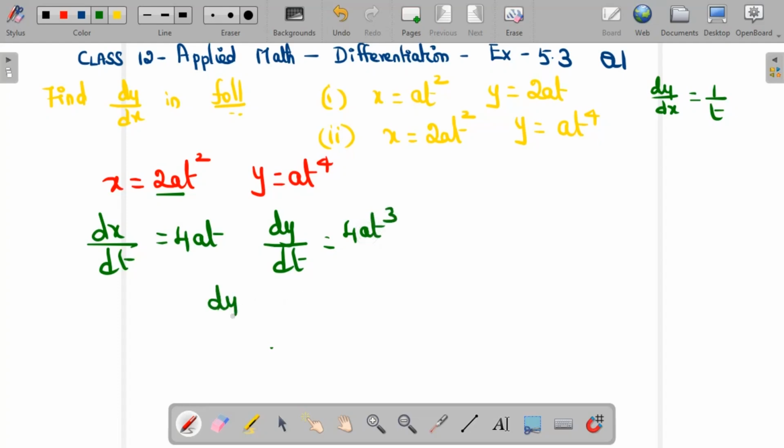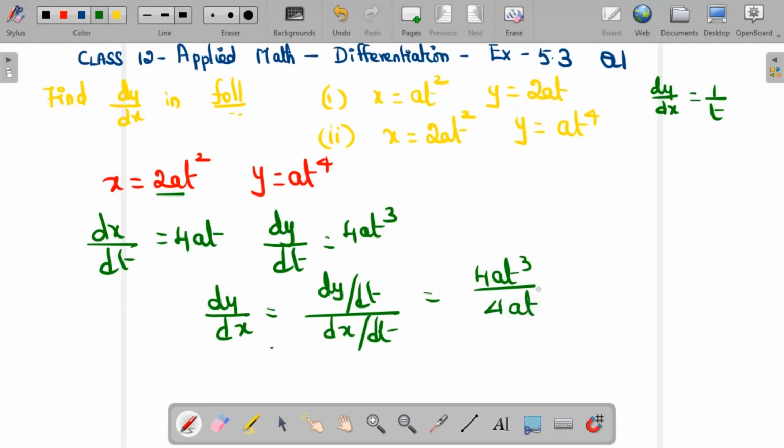So let's compute dy by dx. dy by dx is equal to dy by dt, the whole thing by dx by dt. So this is equal to 4at cube divided by 4at. 4a and 4a will get cancelled. One of the t will get cancelled. So the answer is t square. So in the second case, dy by dx is equal to t square.